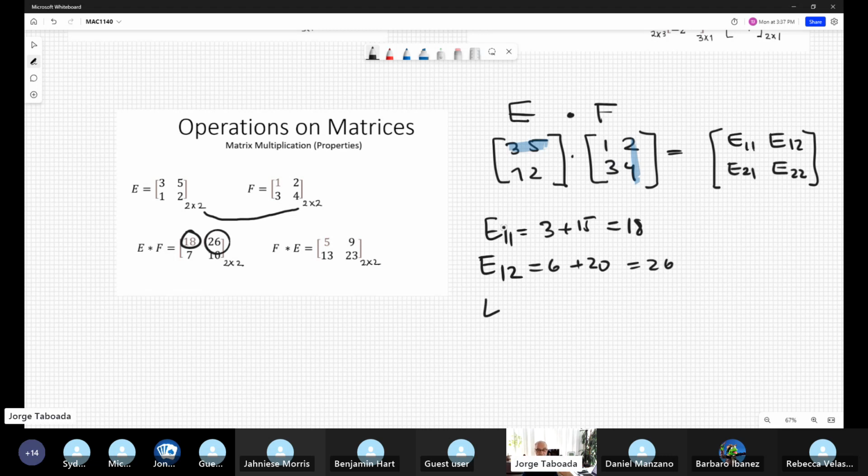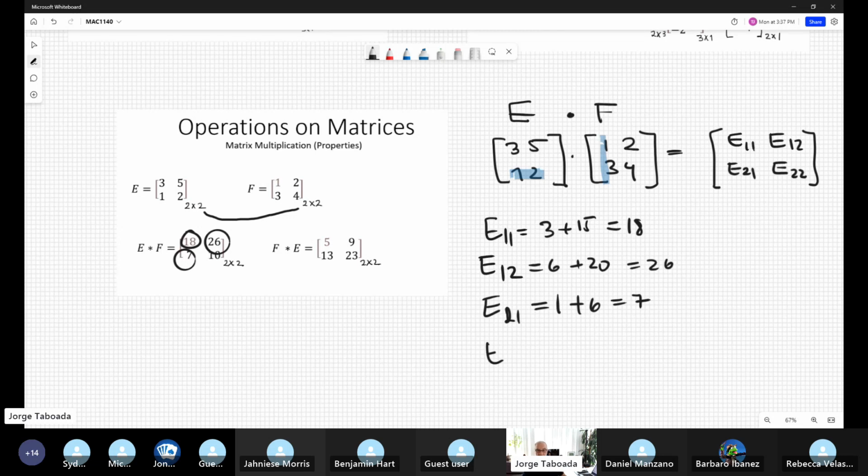E1, no, I did 1. 2, 1. So I finish with the row 1. So now I need to switch to row 2 and column 1, no? So it is 1 times 1 is 1, and 2 times 3 is 6, is 7. Okay, cool.